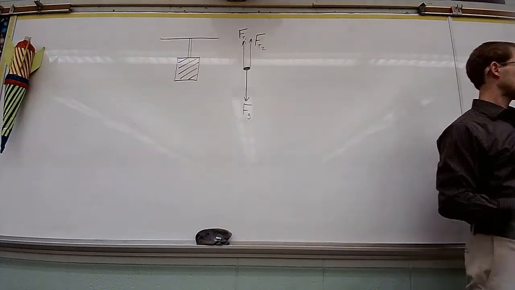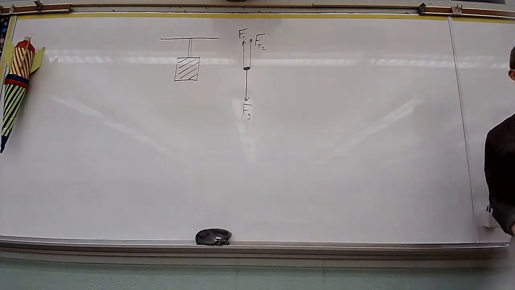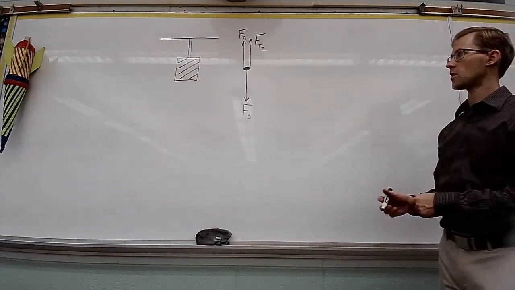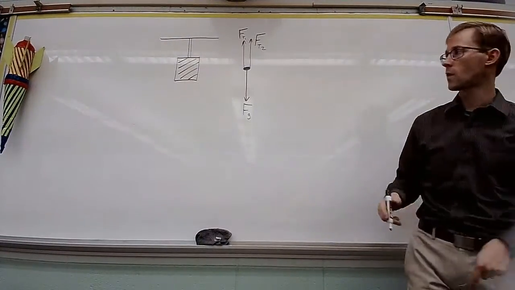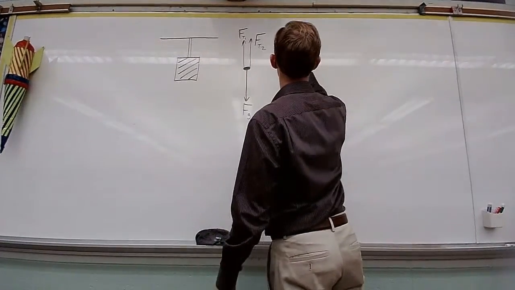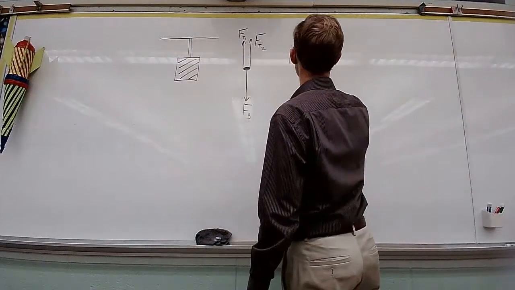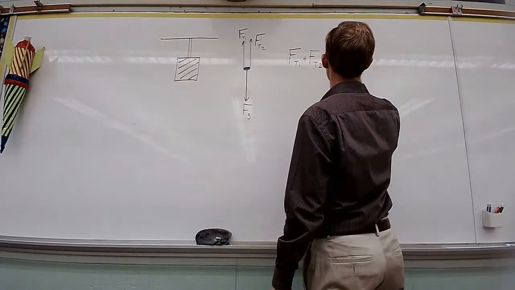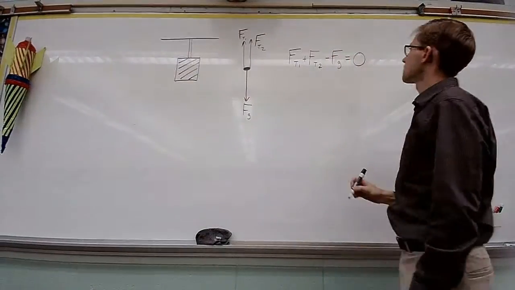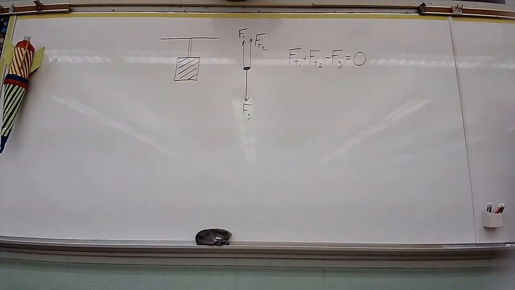So if I wanted to make this into a force equation then, all I'm going to do is add up all the forces going up, and I'm going to subtract all the forces going down. Questions on why that happens? Everybody still aboard the train?